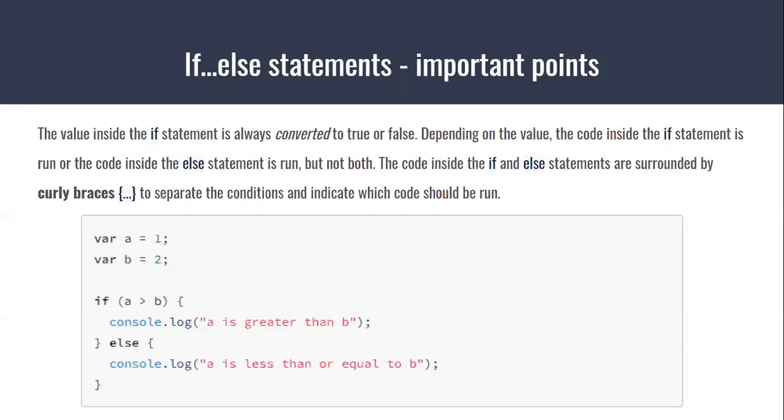The value inside the if statement is always converted to true or false. Depending on the value, the code inside the if statement is run, or the code inside the else statement is run, not both. So it's those two decisions. Based on those two paths, it's going to execute or not: the code inside the if and the code inside the else, surrounded by those curly braces.